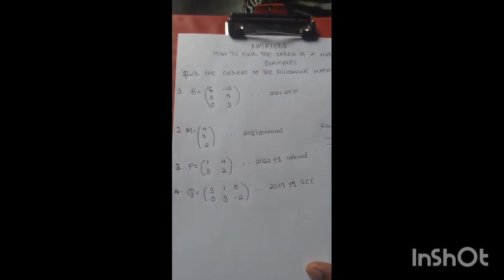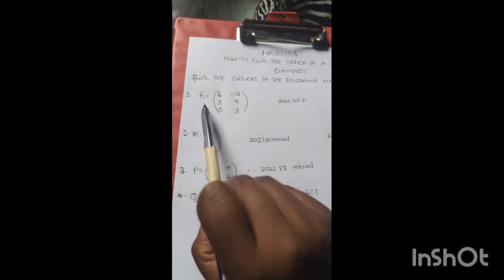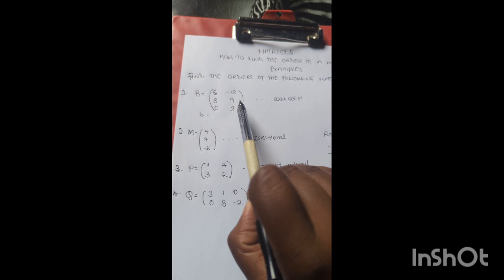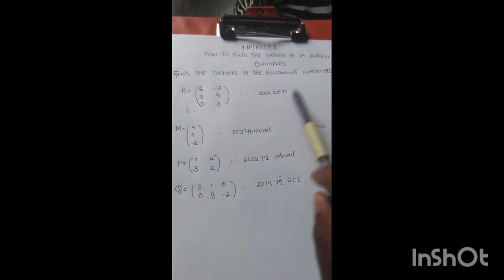So let's get started. The first example is given that matrix B. Another thing is matrices are always written in capital letters. You cannot say matrix B is equal to... No. It's supposed to be capital letters. So matrix B equals this. Find the order. The question is on top. Find the orders of the following matrices.